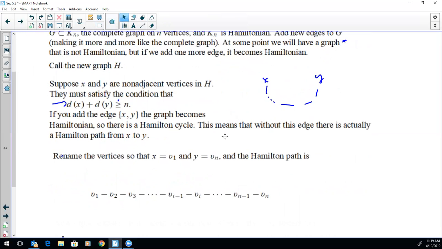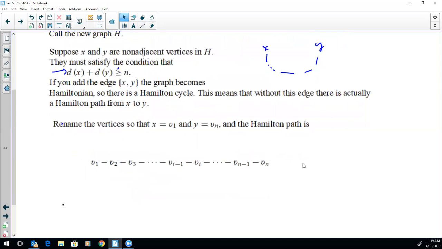Let's rename these vertices X and Y. Let's call X V1 and Y Vn. There's n vertices. And let's call this the Hamilton path we got, the Hamilton path we had when we removed the edge from X to Y. Something like that starts at X. Remember, this used to be X, and this one is Y.